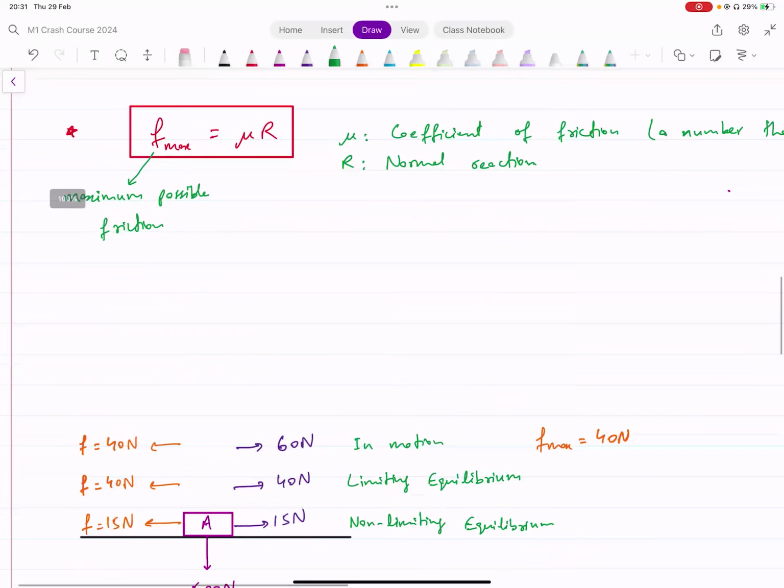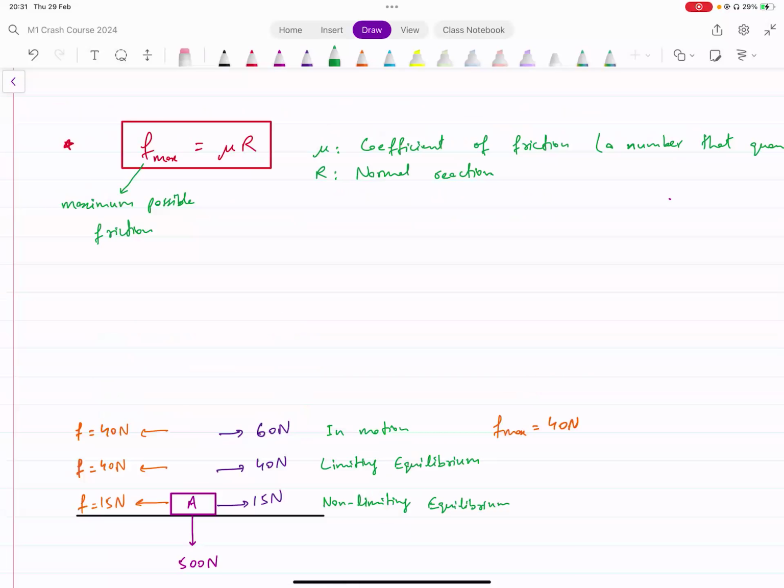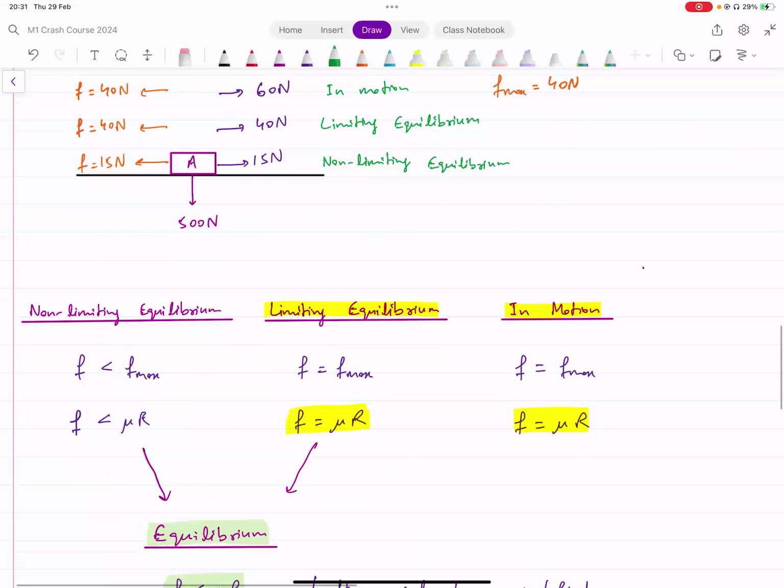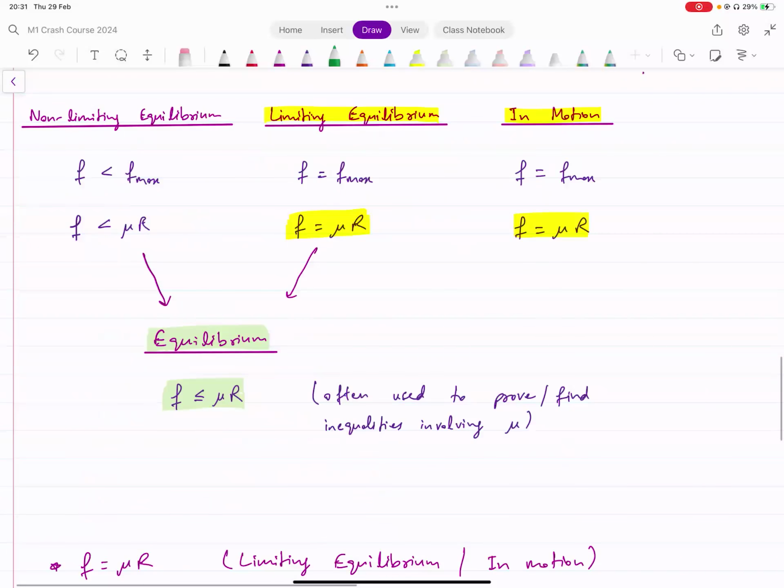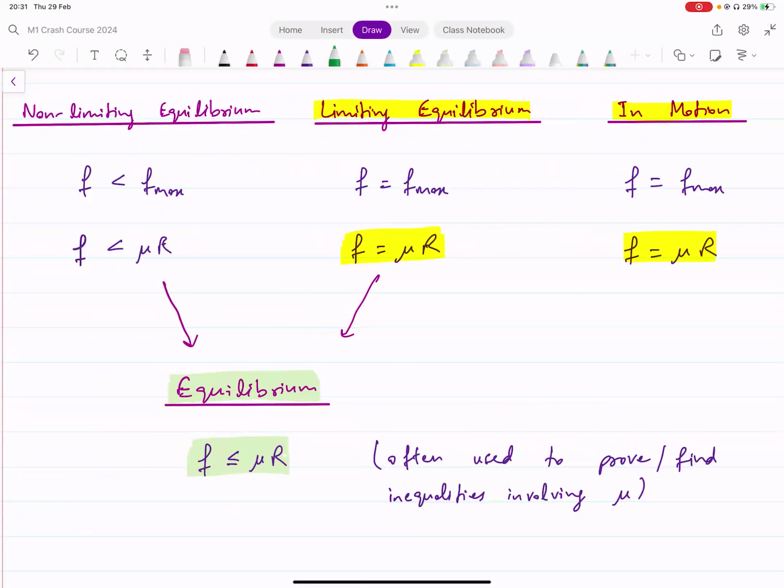Then there's a maximum value of friction that's given by mu R. F max is equal to mu times R. There are three different cases that you can have. The object can either be in non-limiting equilibrium, or in limiting equilibrium, or in motion.